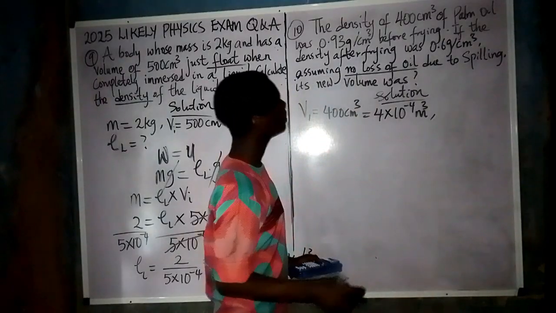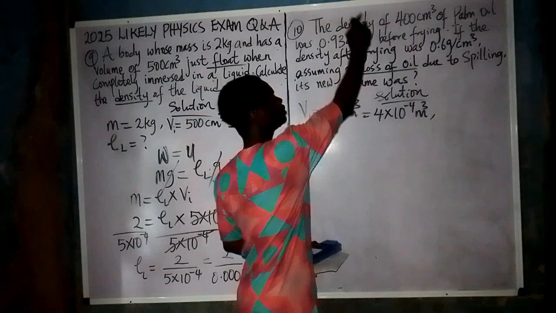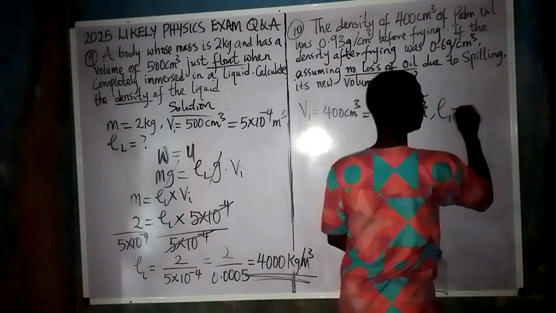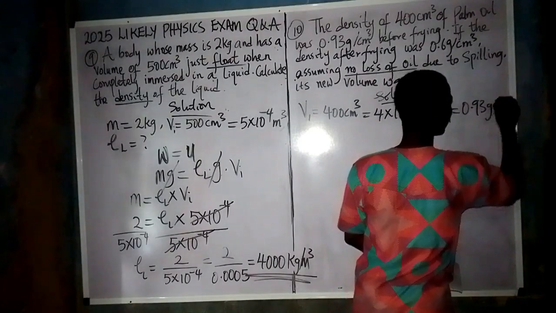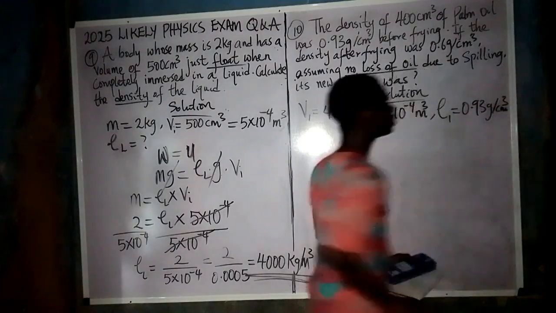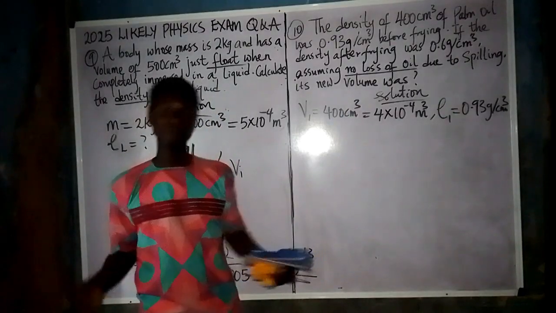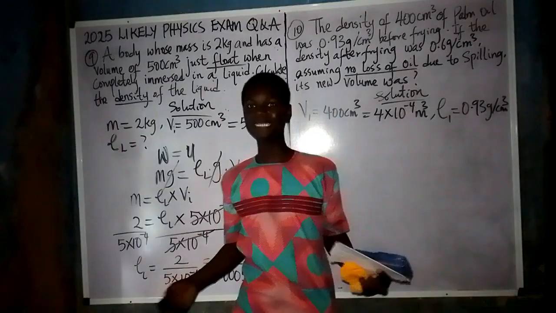Now, then I said the density of 400 cm cube of palm oil was this. So the density before frying, I will call that P1, is what? 0.93 gram per cm cube. Now this is not the standard unit for density. But why am I not going to convert? I am comparing. So this guy, though it's not standard, is bound to cancel.